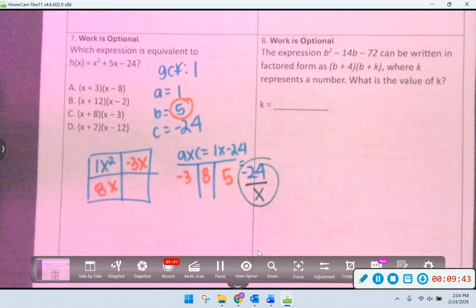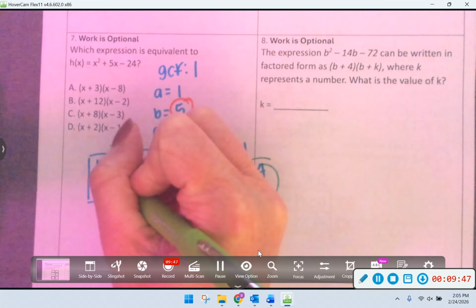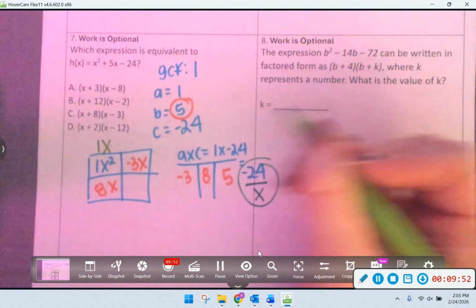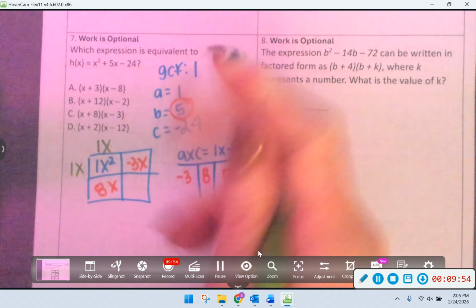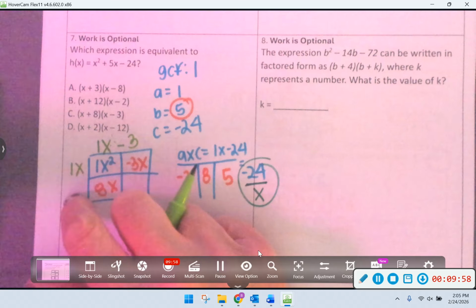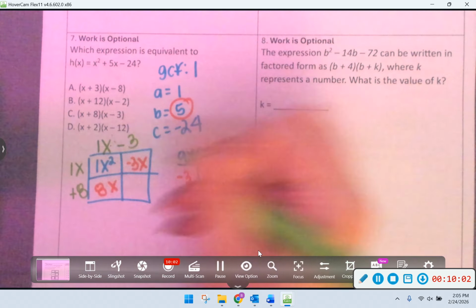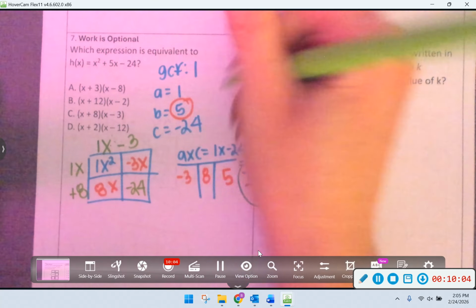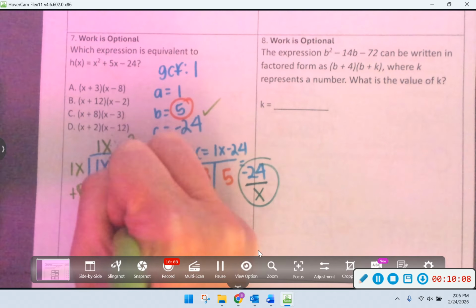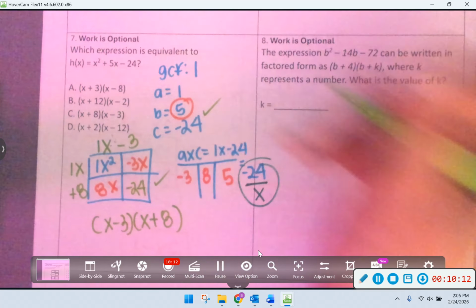All right. Now, we're going to multiply. We've got to find the GCF of 1 and 8, which is going to be 1x. GCF of 1 and negative 3 is going to be 1x. What times 1 gets me negative 3? Negative 3. What times 1x gets me 8x? Positive 8. 8 times negative 3 is negative 24. And we did that right. So our answer is going to be x minus 3, x plus 8, which is going to be C.